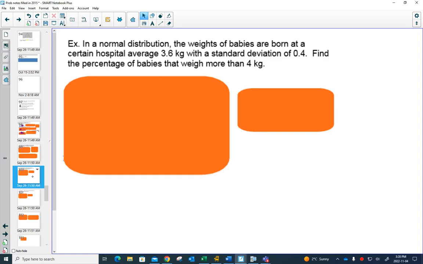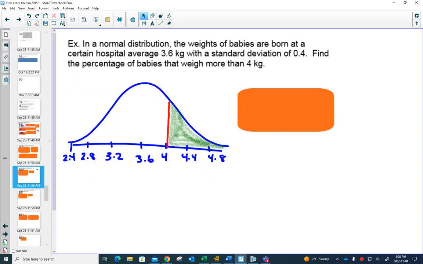And being between 1 and -1 is a lot of people. 68% of people would be within that range. Okay? We draw our little bell curve. Draw our line.